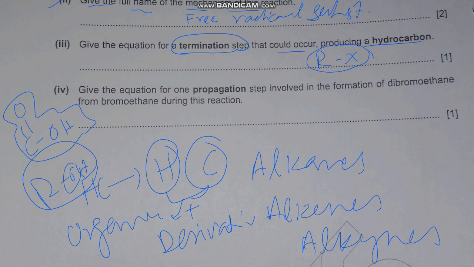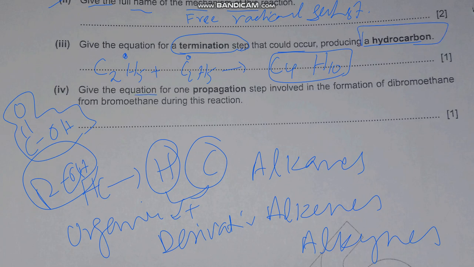So after termination there should be a hydrocarbon, only carbon and hydrogen must be present. So it may be an alkane, so it is for ethane. I can take the ethane free radical C2H5 and it will give us C4H10. So this is the termination step for the preparation of a hydrocarbon.